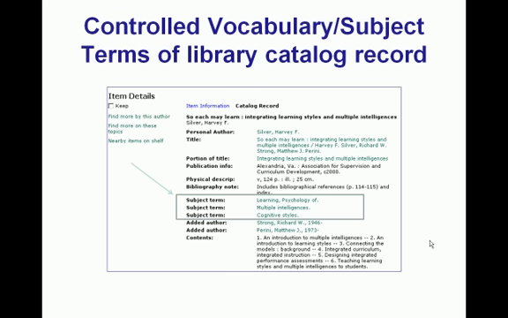The book has been subject classified as learning, psychology of, or multiple intelligences, as well as cognitive styles. All of these describe the contents of the book according to the folks at the Library of Congress who created this catalog record.